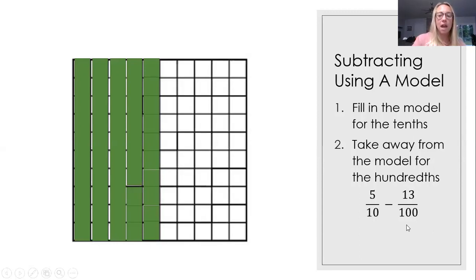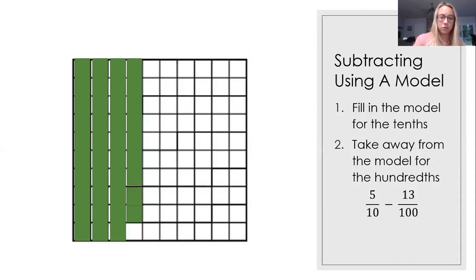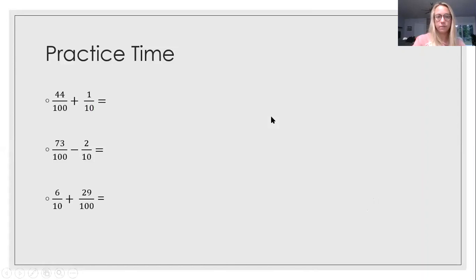So I have 5 tenths filled in. 1, 2, 3, 4, 5. Now I'm going to subtract 13 hundredths. So 1, 2, 3, 4, 5, 6, 7, 8, 9, 10, 11, 12, 13. How much do I have left? I have 10, 20, 30, 31, 32, 33, 34, 35, 36, 37 hundredths.